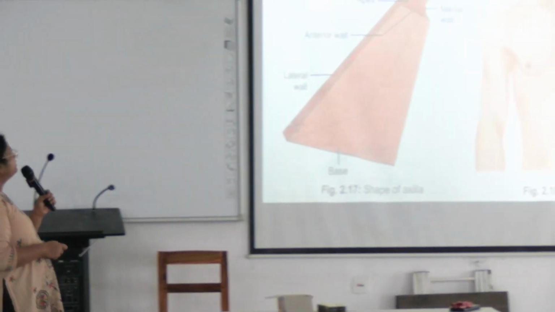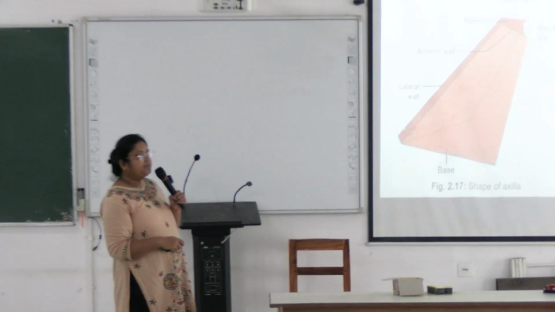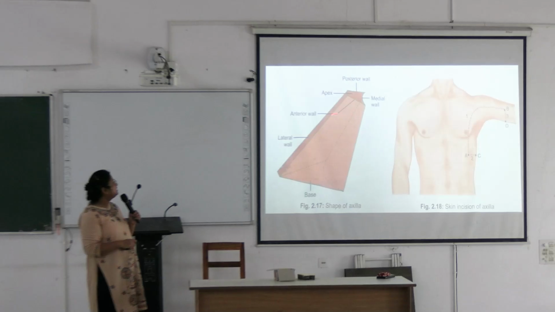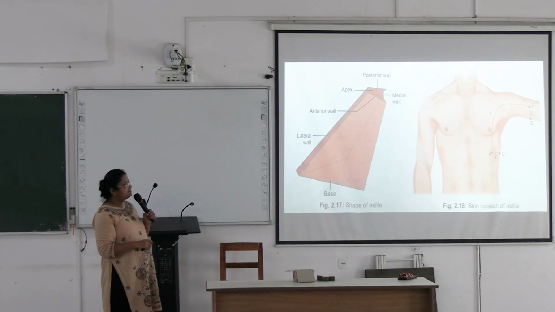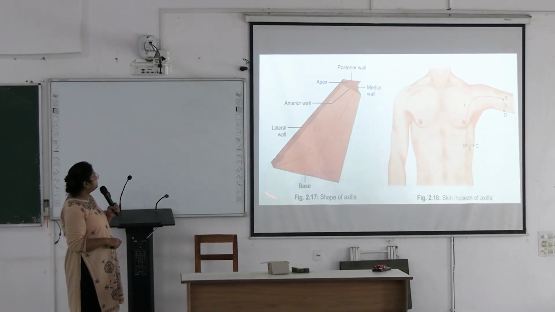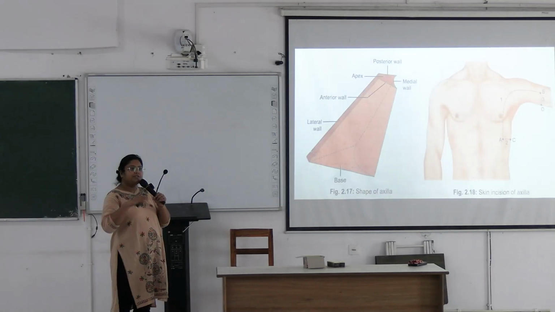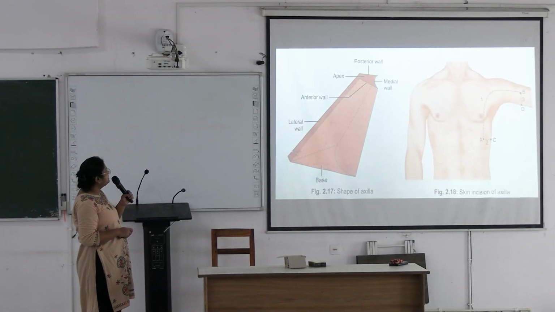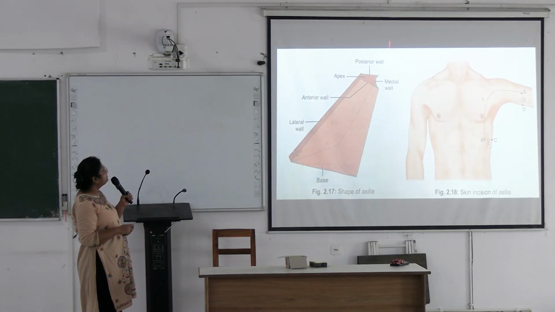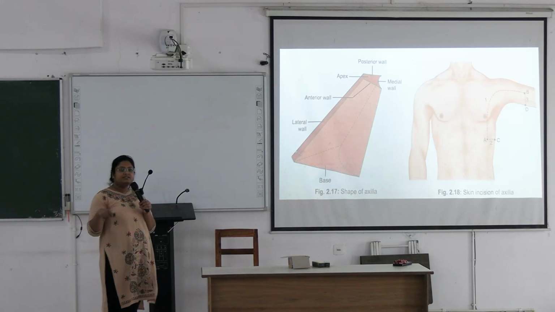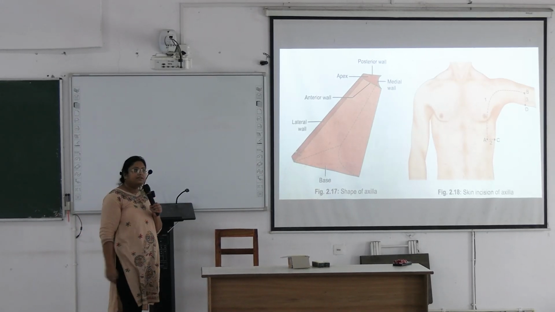And this is the schematic diagram of the axilla, pyramidal shaped space. Here is the apex formed by the cervicoaxillary canal. Here is the base formed by the dome shaped axillary fascia. This is medial wall, lateral wall, anterior wall, posterior wall. Okay, these are the boundaries of the axilla.